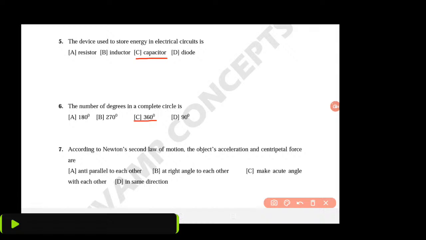Now straight to question number 7. Question number 7 says, according to Newton's second law of motion, the object's acceleration and centripetal force are dash. Let me quickly take us back to a topic that you will probably have done in your year 10 first term, or probably year 11 first term, that is circular motion, or probably you will have come across it in simple harmonic motion.